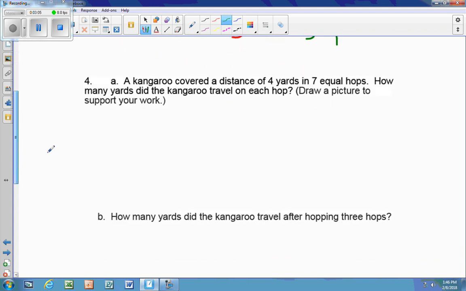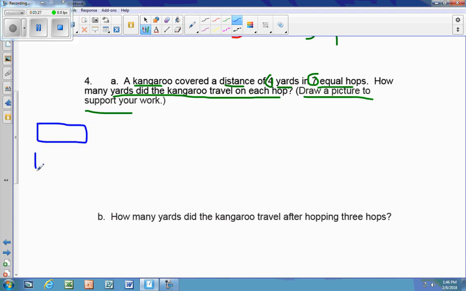Next, we have a kangaroo covered a distance of 4 yards in 7 equal hops. How many yards did the kangaroo travel on each hop? And it does say to draw a picture. So I have to ask myself, am I splitting up the hops or am I splitting up the yards? And in this case, I'm splitting up the yards. So since there's 4 yards, I'm going to draw them.